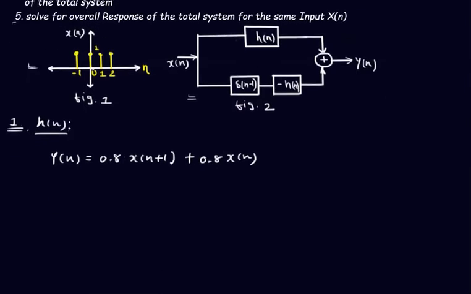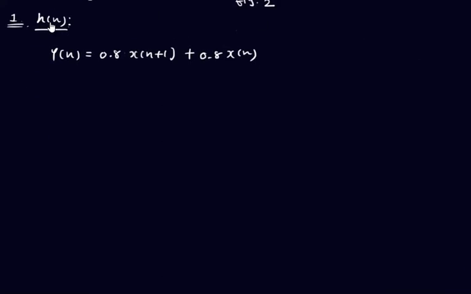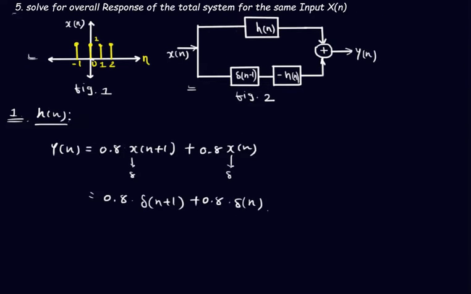Now we have to find the impulse response, means the input should be in the form of an impulse. So I am just replacing x with delta. This is the simple thing. After replacing x with delta, we will have 0.8 delta of n plus 1, plus 0.8 delta of n. Okay, so see here, now we have this expression.